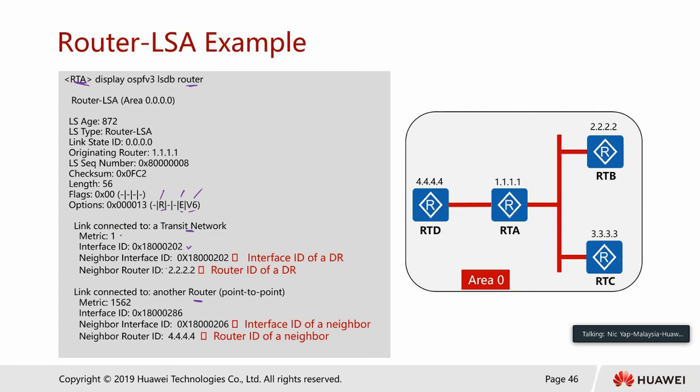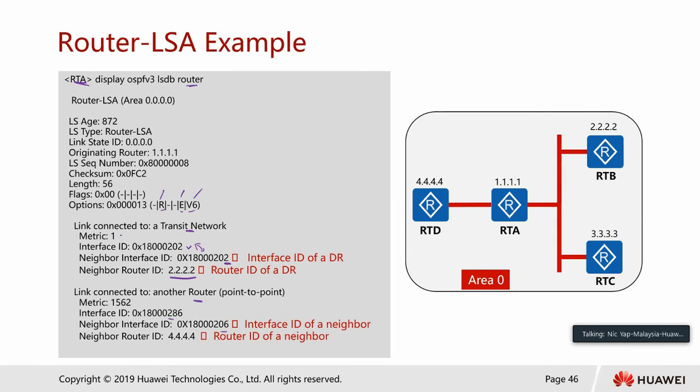This interface ID is just randomly generated based on your interface. Every single interface will come up with one single interface ID. This is your interface ID, and this is your neighbor interface ID. You can see that this can be the same, but it doesn't matter because you can tell that this is your neighbor ID. That's good enough. You can see that from here, this is different: 286 and 206 are different on the interface ID of the neighbors. This one is just to tell that this is the DR interface ID, and the router ID of the DR is 2.2.2.2.